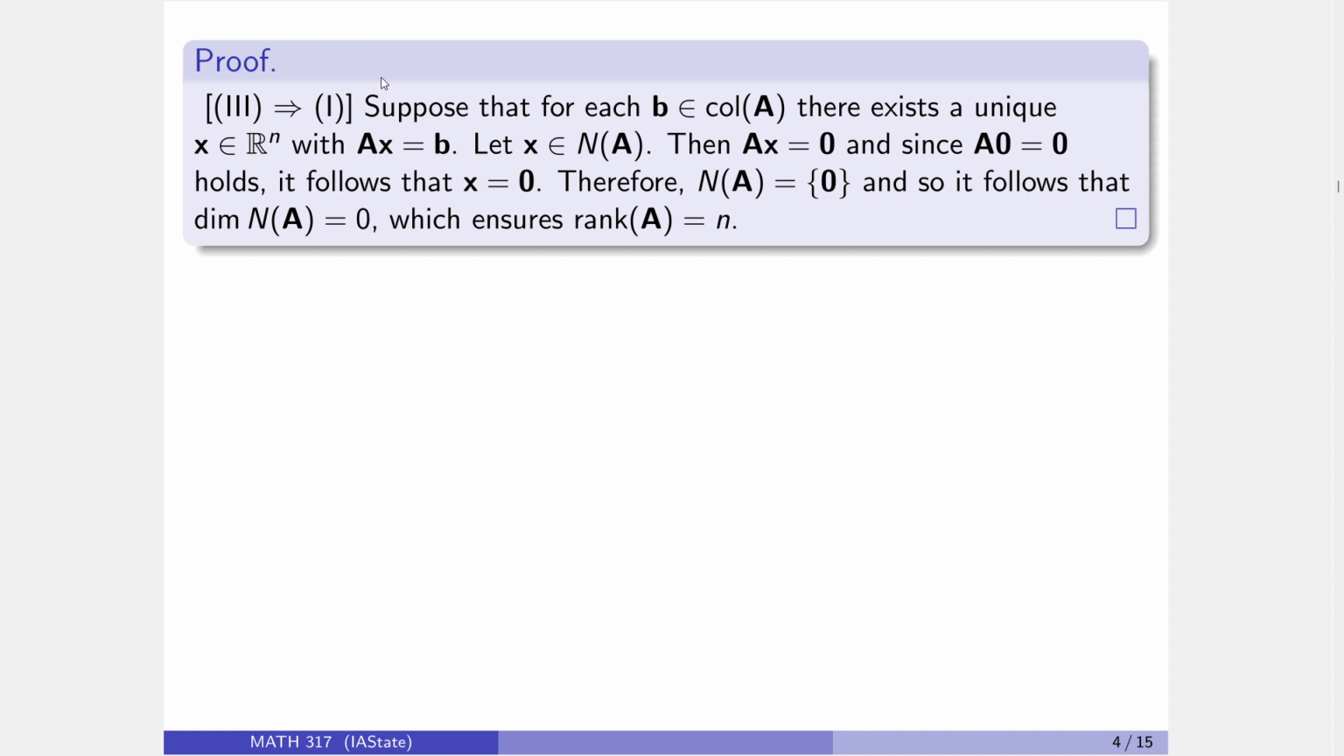Beautiful. Alright, so there we see full rank giving us some nice things. Now, we already knew the rank equaling n forced the columns to be linearly independent, but now we've reframed it in terms of solutions, AX equals B.